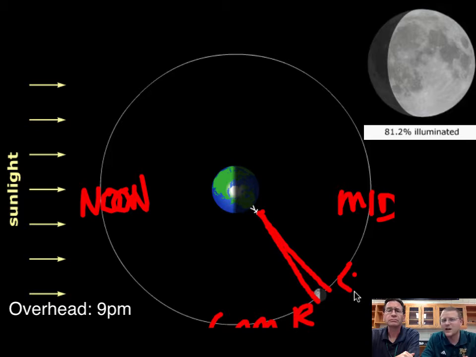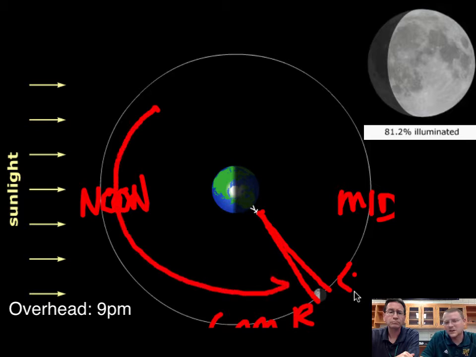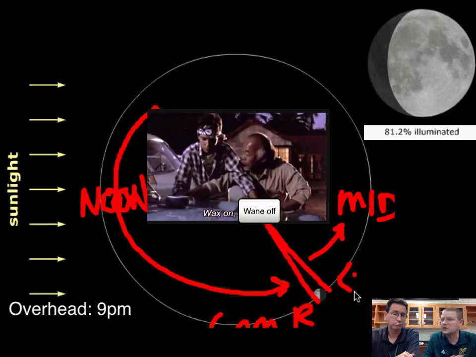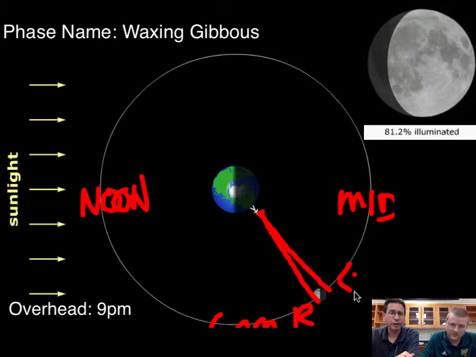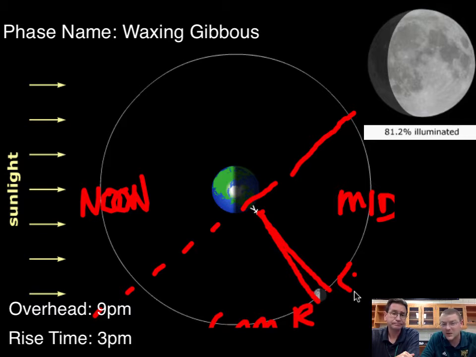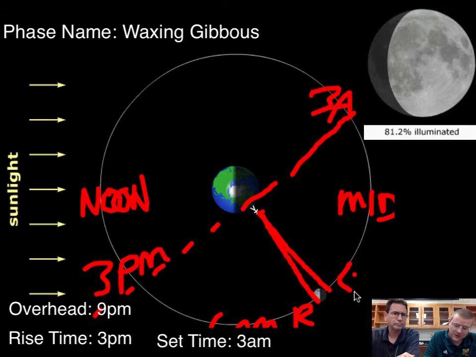And now we have to know if this is waxing or waning. Well, on our last one we were at the waning crescent, and as we cross in this direction, the moon is almost to the full phase. So we know the moon is going to get brighter. So if things get brighter, you wax on. And we call this your waxing gibbous. Rise and set times. Perpendicular line. What do we got? Looks like we're rising about 3 p.m. and setting about 3 a.m.